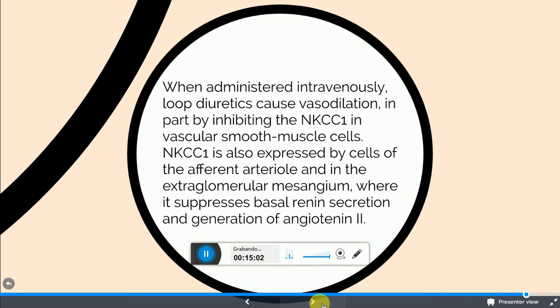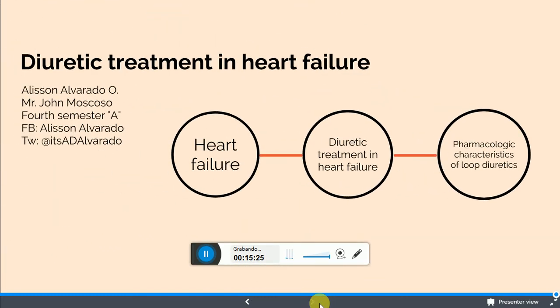When administered intravenously, loop diuretics cause vasodilatation in part by inhibiting the NKCC1 in vascular smooth muscle cells. NKCC1 is also expressed by cells of the afferent arteriole and in the extraglomerular mesangium, where it suppresses basal renin secretion and generation of angiotensin II.